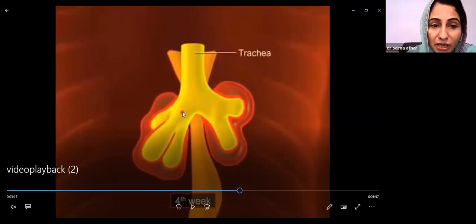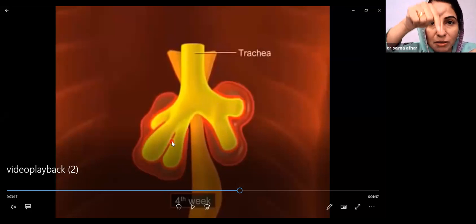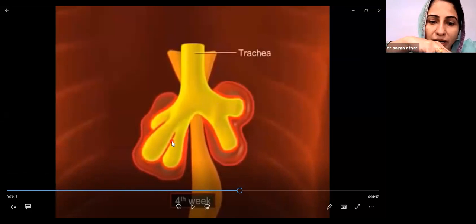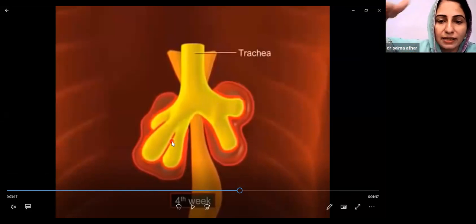3, right? So naturally, the right lung bud will divide into 3 and the left will divide into 2. Okay? The 2 and the 3. This is known as the tracheal bud dividing into 2 lung buds. Each lung bud will further divide into 3 primary bronchi on the right side, and then the 2 on the left side.